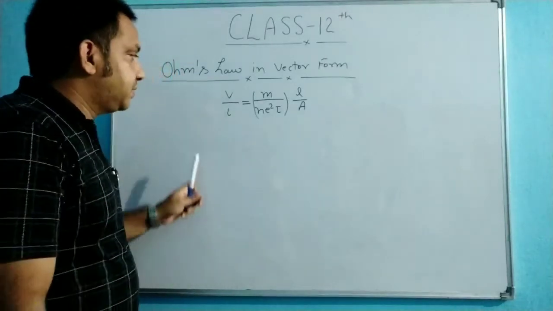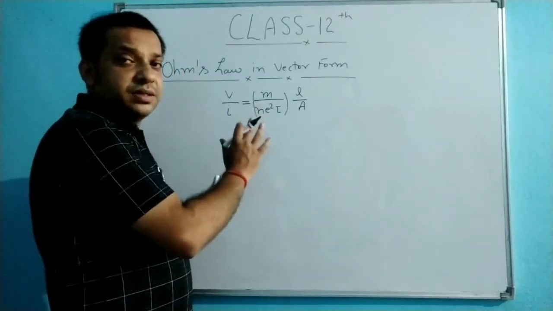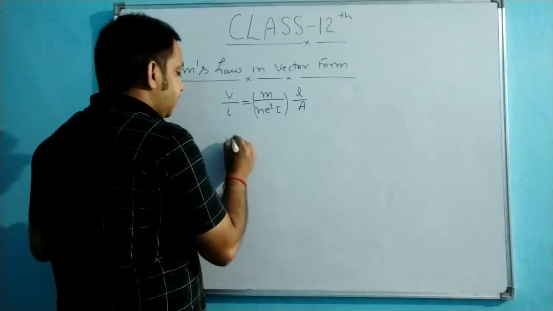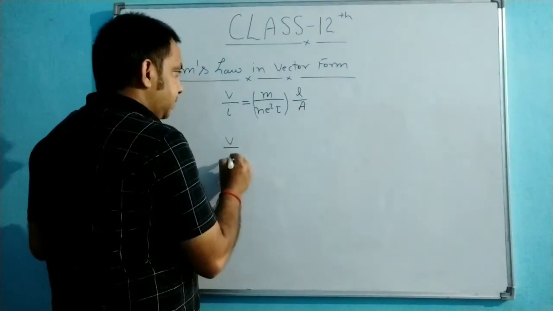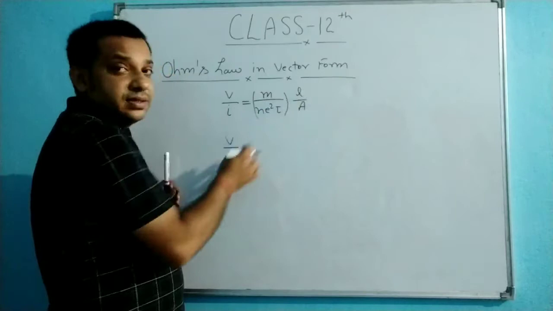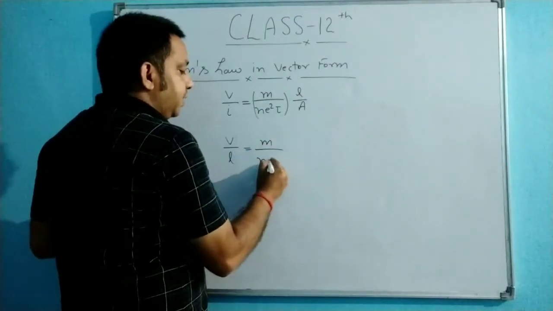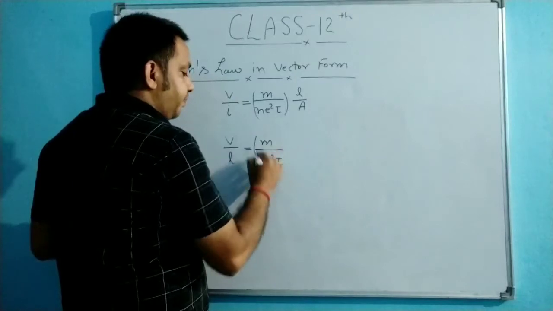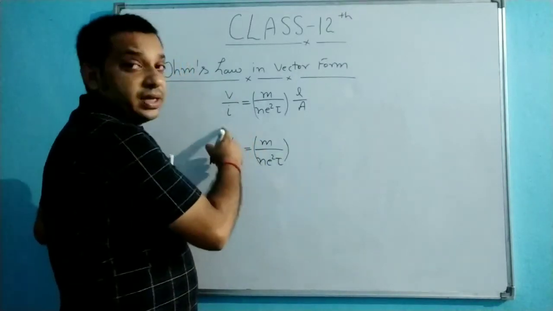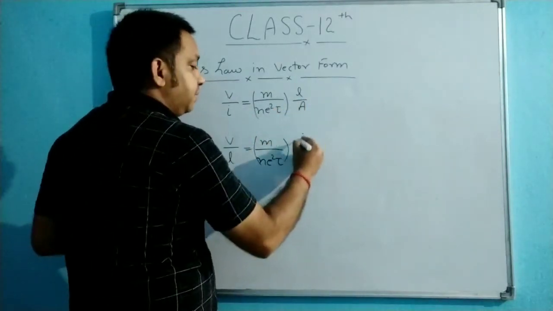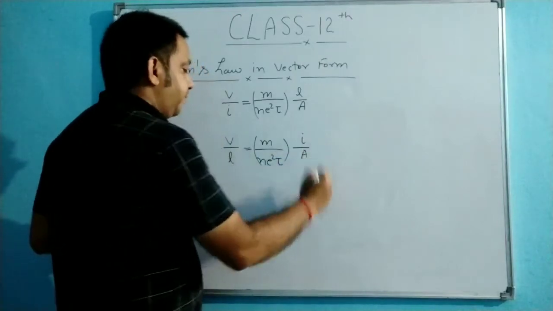So let us discuss. I am rearranging the terms here. V upon L, I am taking this L to this side, equals m upon n e square tau, and I am taking I to that side, so that becomes I by A.